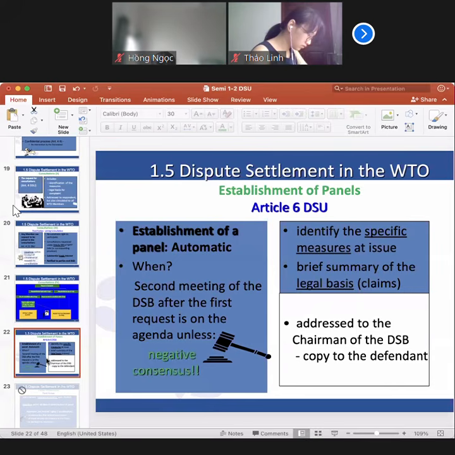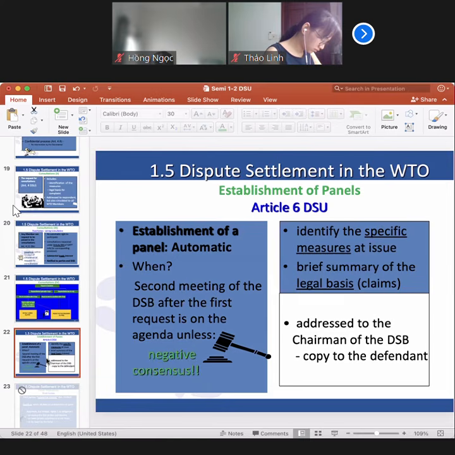Okay, and so with these three things listed or included in the request for establishment of the panel, this document has to be addressed to the chairman of the WTO, and a copy is also sent to the defendant to make clear that they're going to run through the procedures of the WTO rather than doing it by themselves.